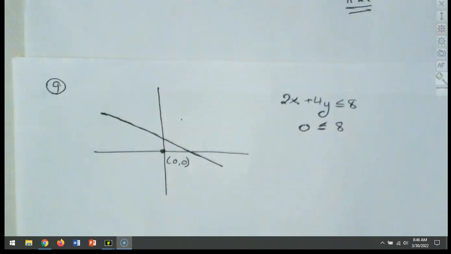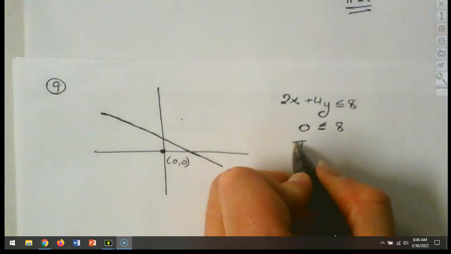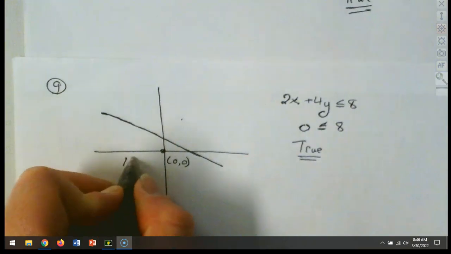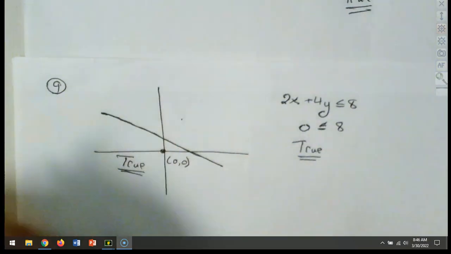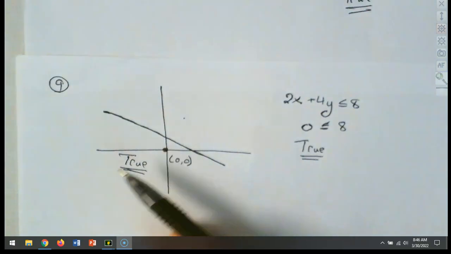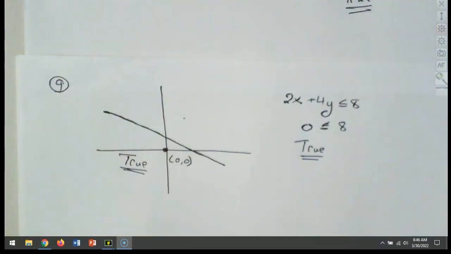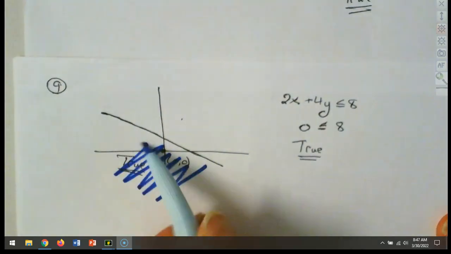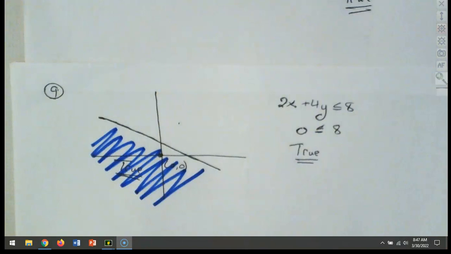If the left-hand side is 0, is that going to be smaller than 8? Yep, it is. That would be true. So that means this half is true and the other half is false. 0, 0 is below the line. It is true, so where do we shade? We shade below the line. That's it.